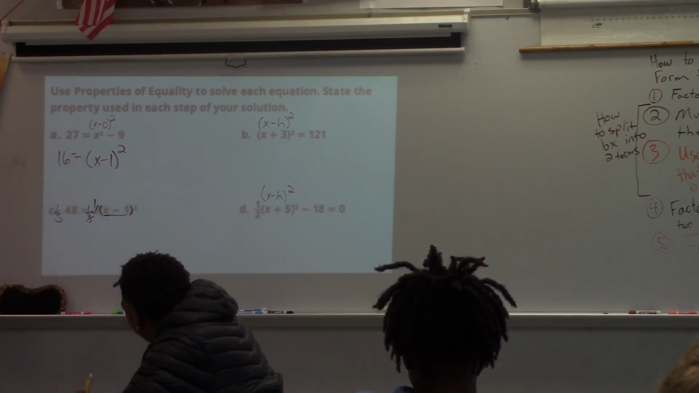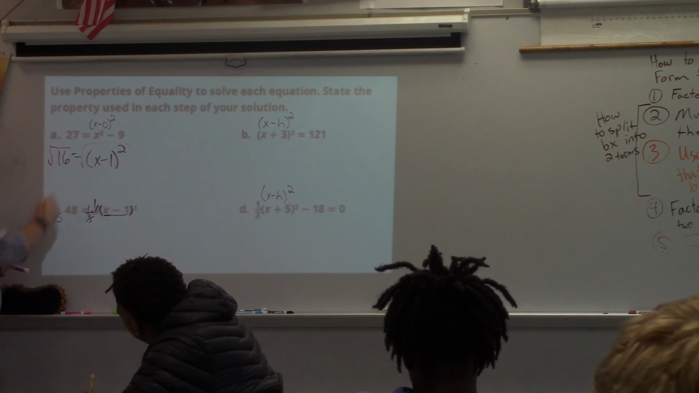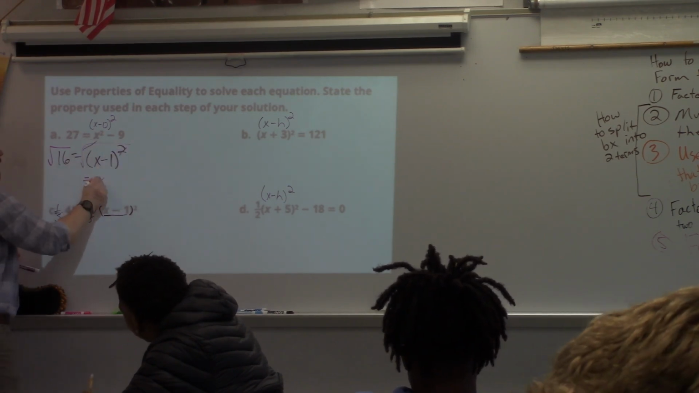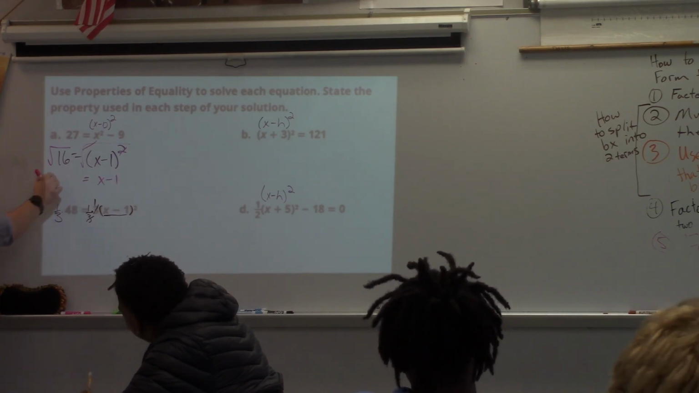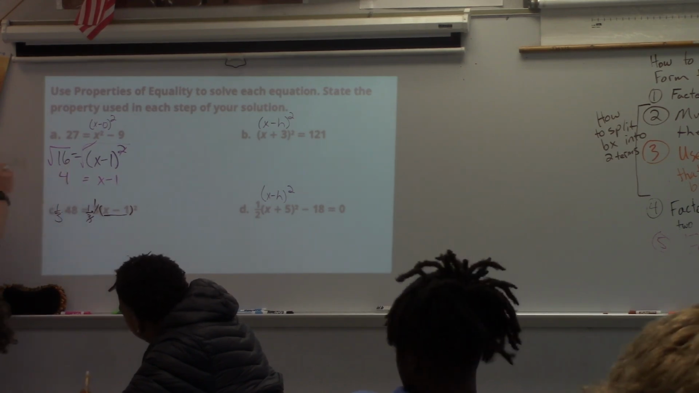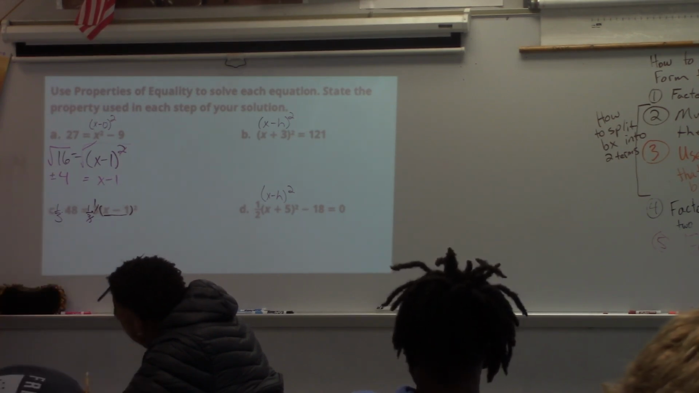Divide. Now what's my last operation being done? Square. The square. So what am I going to do? Square root. X minus 1. So x minus 1 is equal to? 16. No, okay. No, positive 4. Why is it a positive or negative?